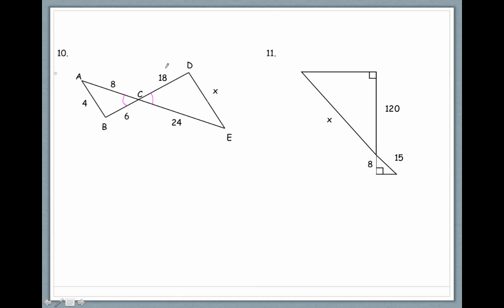These are the same. 18 over 6 is 3, 24 over 8 is 3, so these are similar. So we can say 24 over 8 equals x over 4. So 24 times 4 equals 8 times x, and dividing that by 8, x is 12.